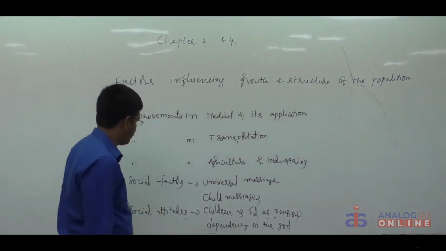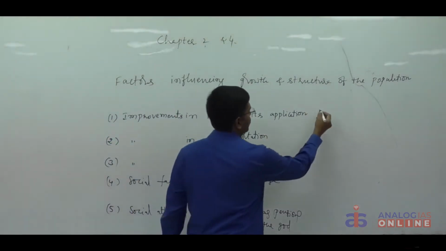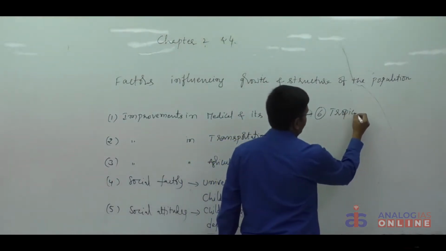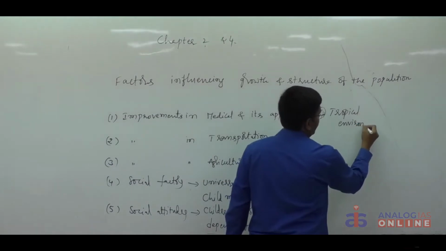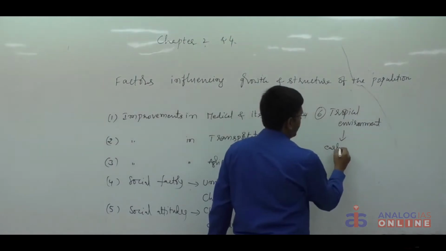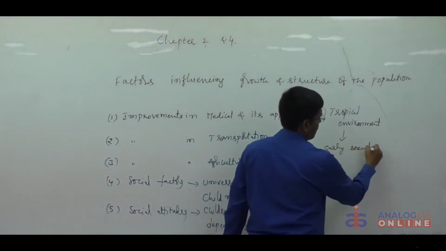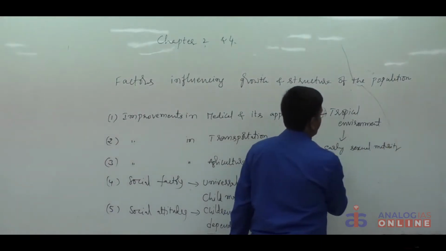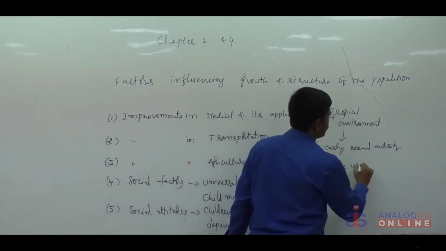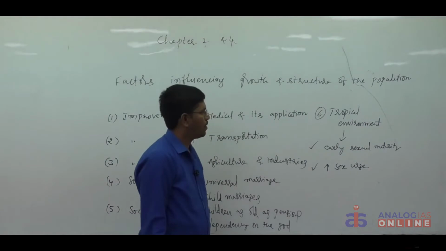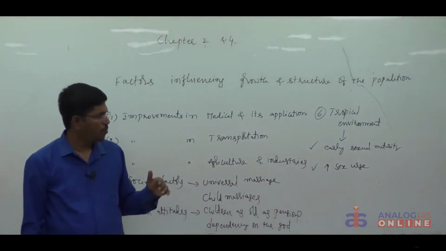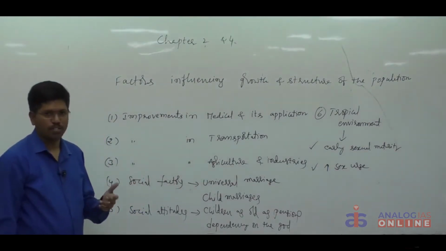And apart from these factors, environment. Our environment is basically a tropical environment. In a tropical environment, females come to sexual maturity at an earlier point of time. Sex urge is also more. Because of these two factors, there will be more participation in reproductive life. That's why there will be production of more number of children.